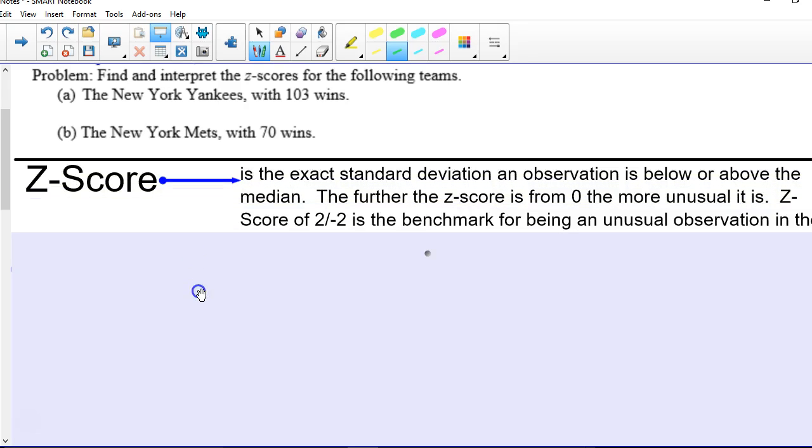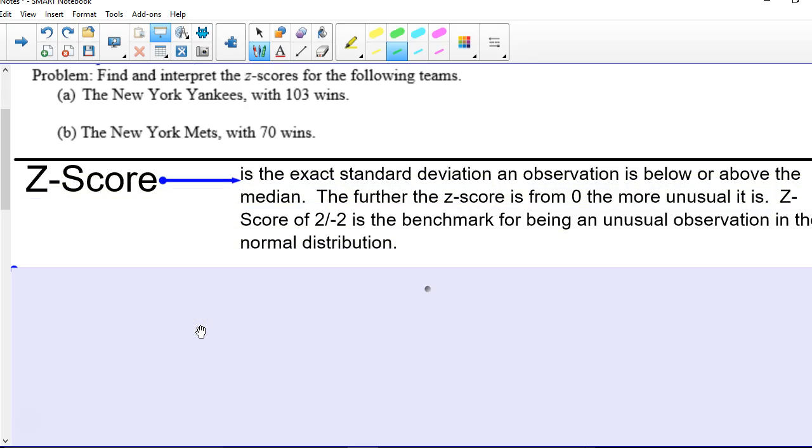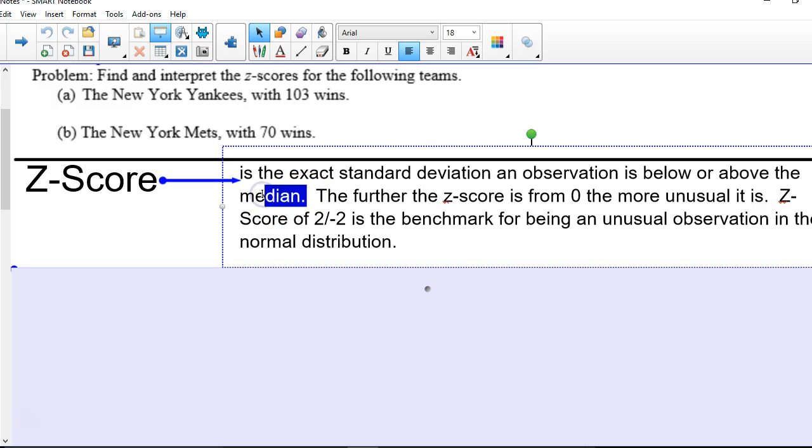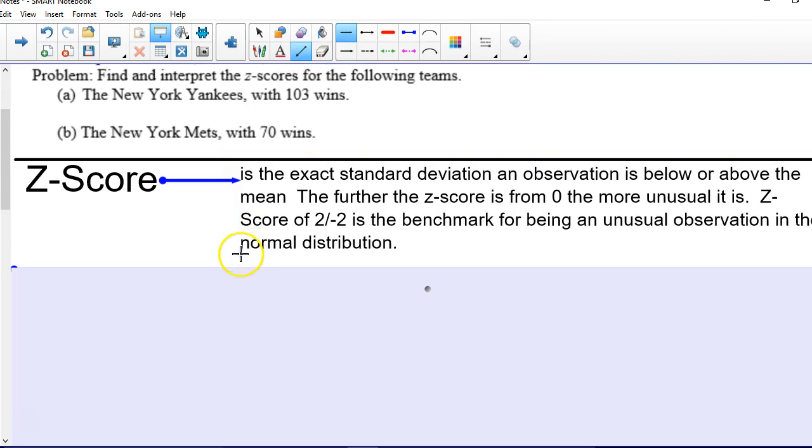First, you need to know what a z-score is. A z-score is the exact number of standard deviations an observation is below or above, there's a typo here, above the mean. Okay? The further the z-score is from 0, the more unusual it is. In fact, we have another benchmark here. If you have a z-score of 2 or -2, that is an unusual observation if it is a normal distribution, and that's the key here. If it's a normal distribution.